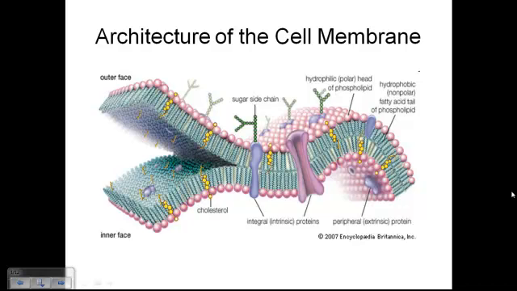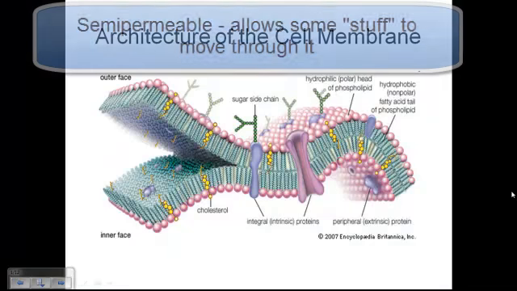Alright guys, we're going to go ahead and do our lecture on cell parts, part 2. I want to go through the different parts we've been learning about in class, starting with the cell membrane. This is essentially like the skin of the cell that controls what can move in and out of the cell. We refer to the cell membrane as semi-permeable.